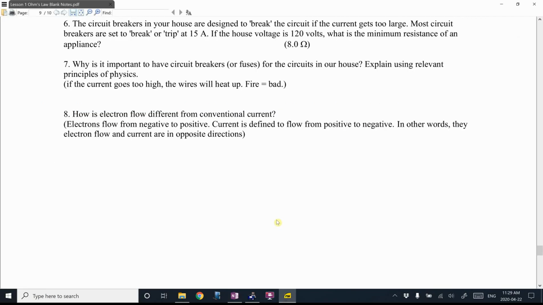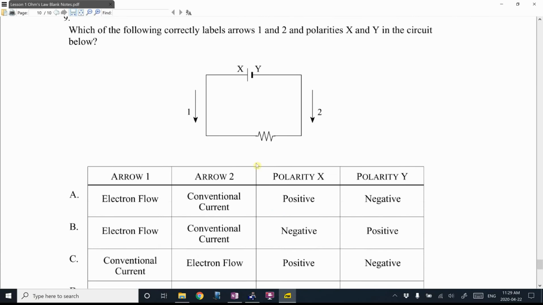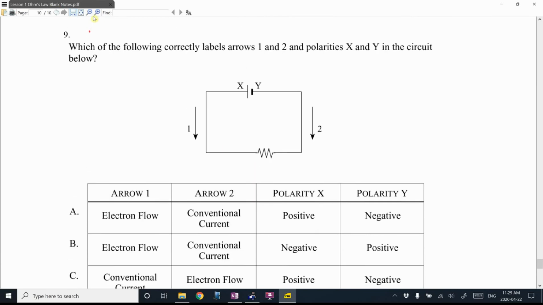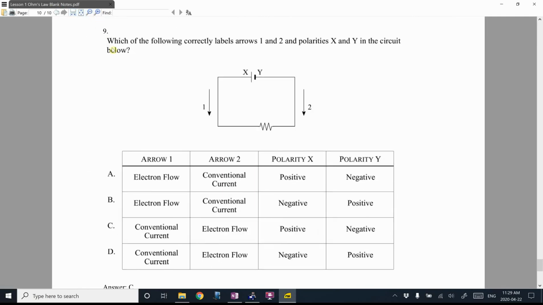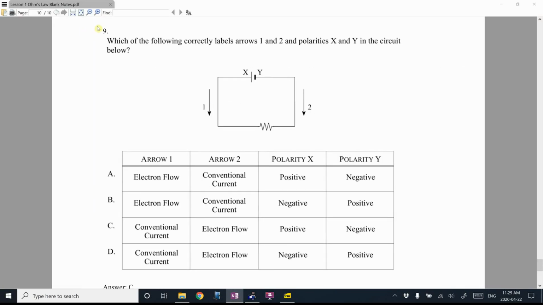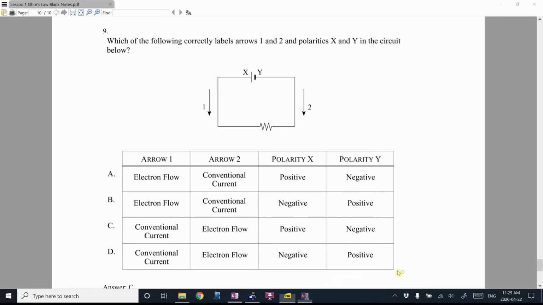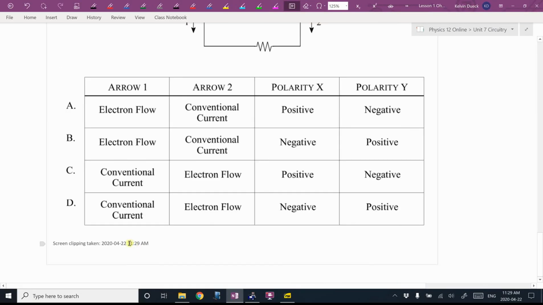Number 9. Oh, can I get this all on one page? I'll have to shrink it a little bit. There we go. Alrighty. This is one of those chart questions. I'm not going to read across. I'm going to read down.